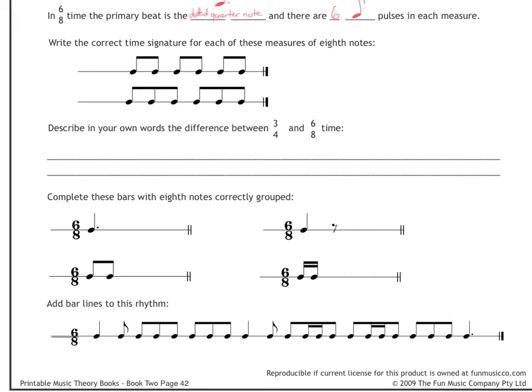I want you to pause the video right now, finish this worksheet, and we'll go immediately into the next page, which is very much related. So pause the video right now, finish this worksheet. Go.